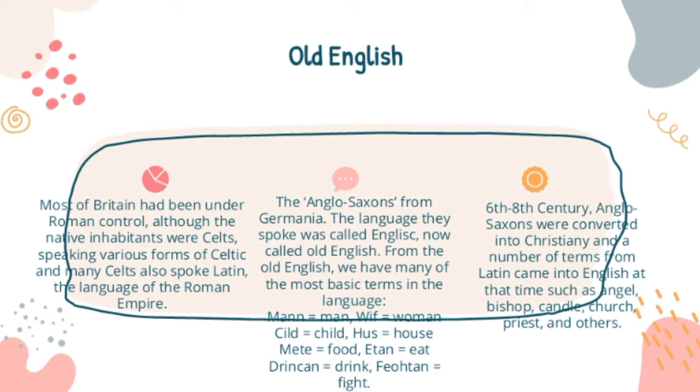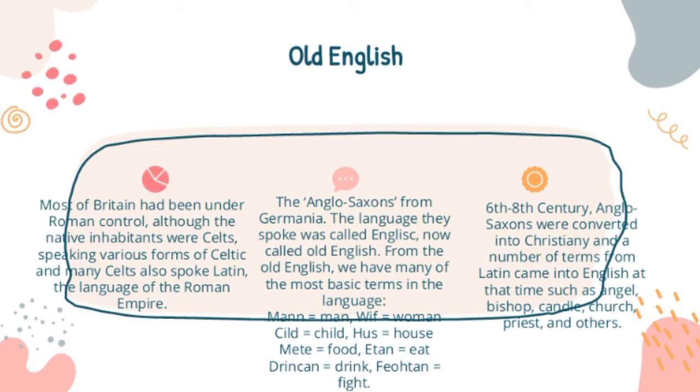Of course, if you compare present day English with German or Dutch or Frisian, you will immediately notice many differences. In the last 1500 years, English has grown less and less Germanic in character. From Old English, we have many of the most basic terms in the language, such as man, weave, chill, hus, mete, etan, trinkan, fiotan.